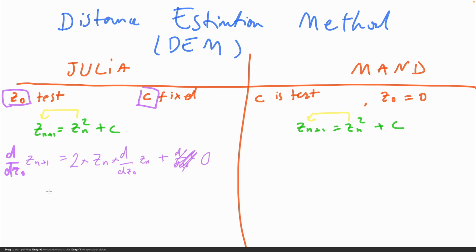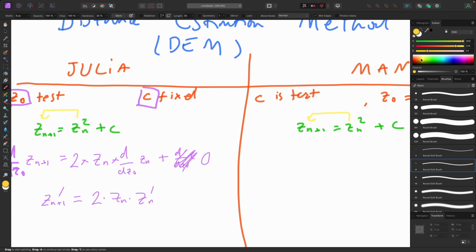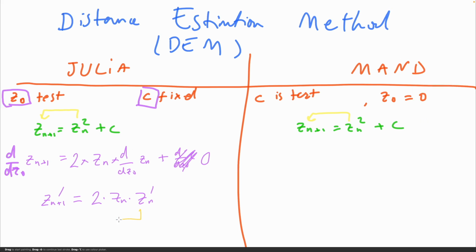Let's write this down in a slightly different, more concise way. So Zn plus 1, the next gradient, equals 2 times Zn times Zn previous gradient. So you can see how the old gradient is being used to calculate the new gradient, and this fits in with our iterations. So when we do an iteration, we calculate the next Z, but we also calculate the next gradient. So that's nice, that's brilliant, it fits nicely. Let's do the same here. Let's do the calculation here.